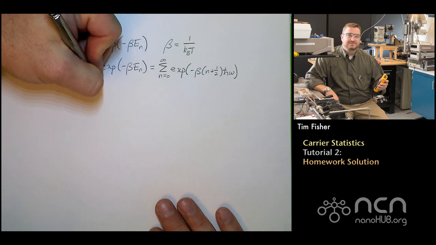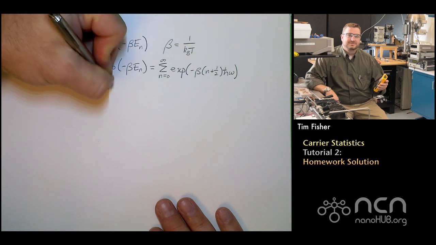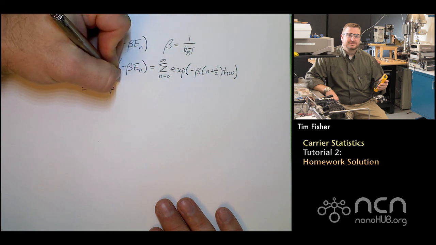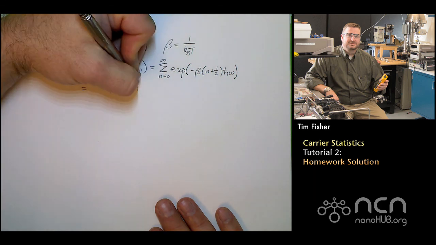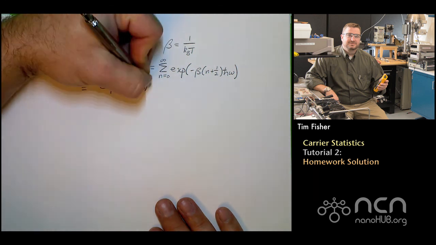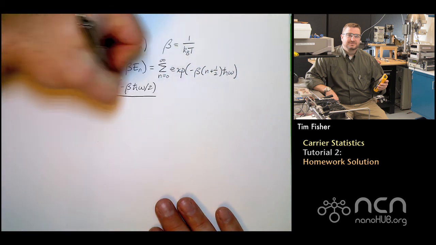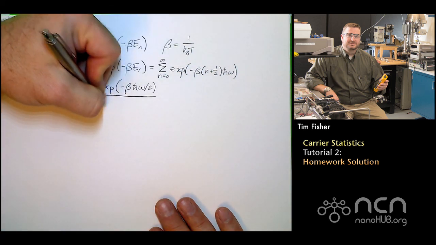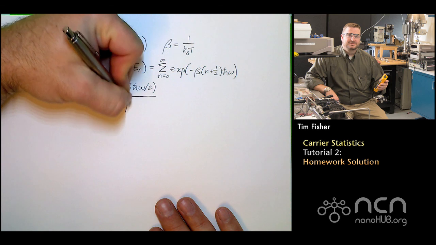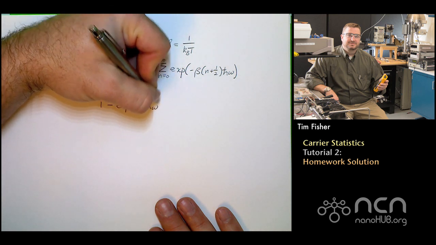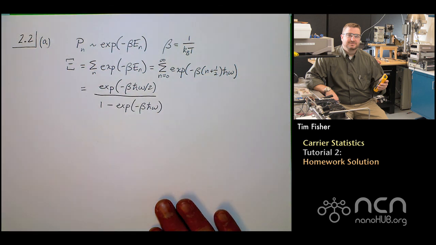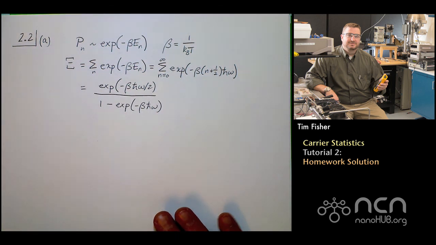And it turns out that it will give you a numerator that is e to the minus beta h bar omega over 2, divided by 1 minus the exponential factor, e to the minus beta h bar omega. And that becomes the partition function. So that's the thing that normalizes our probabilities.